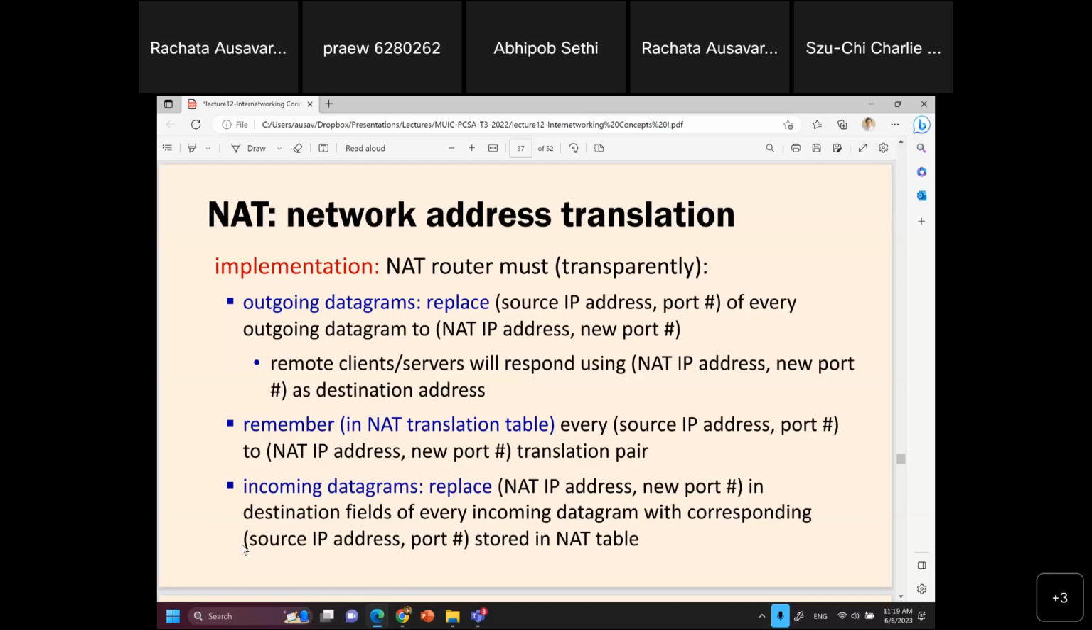Then you also have to handle the incoming datagram from the outside world, because for anything from the outside world, the destination is going to be the NAT IP, not my local IP, right? Now you have to replace that with the local IP address with the correct port number in the NAT table. So it basically has this translation table that provides the mapping from the outside world to the inside.